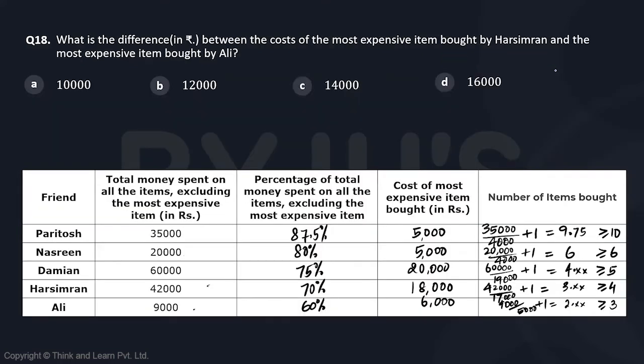Let's move to the next question. What is the difference between the costs of the most expensive item bought by Har Simran and Ali? So Har Simran bought the most expensive item, which is 18,000. That's the price. And the most expensive item bought by Ali is 6,000. So the difference between them is going to be 12,000. Option B.